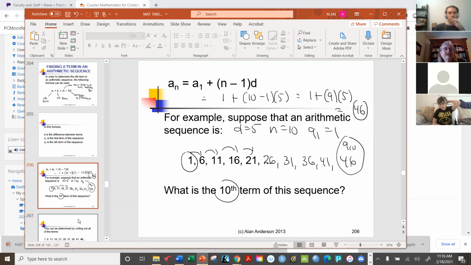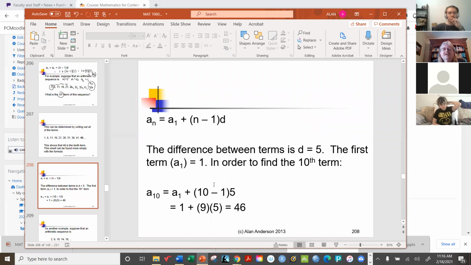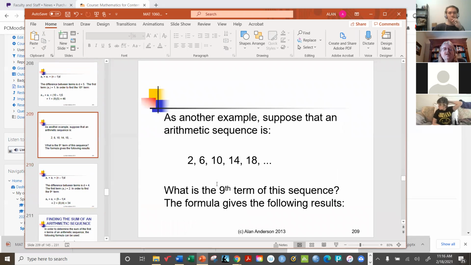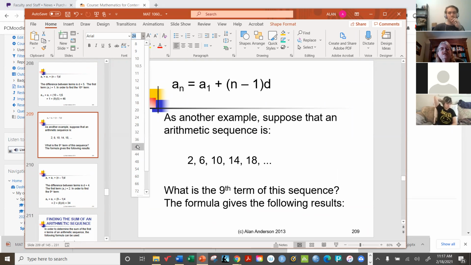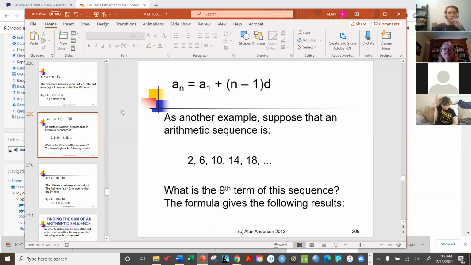Okay, so let's see if we got another example here. Oh, here's one. So your challenge is to figure out on your paper what is the 9th term in this particular sequence. All right, why don't you give this one a shot? Try to do it with the formula. You can confirm it by writing out the terms, but in this case, I would like you to also try the formula. All right, so let's give that a shot.